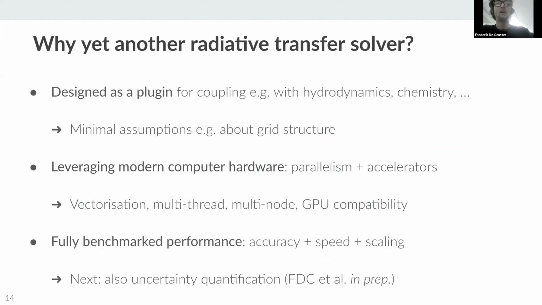And then finally, we require a fully benchmarked performance in terms of accuracy, computational speed, and scaling. Since we aim to do large simulations requiring large computational resources in which many parts of the computation depend on radiative transfer. So yeah, if we invest all this time and resources, you at least hope that the results are reliable. And as I will show a bit later, we're currently actually trying to go a bit further than that by also trying to provide uncertainty quantification on all our results. So with these requirements in mind, about 4 years ago, we started building Magritte.